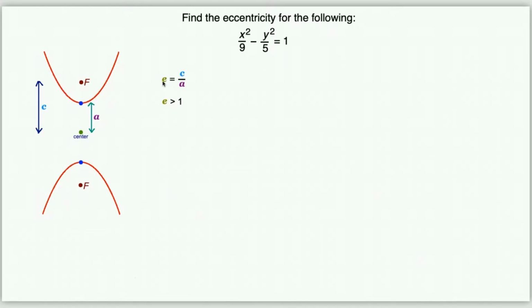So as you can see, by definition, eccentricity is equal to the quotient of c and a. So c divided by a is equal to the eccentricity e. Now what is c and what is a?